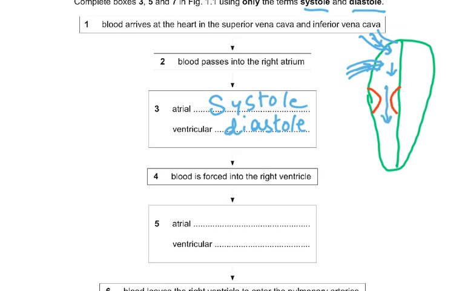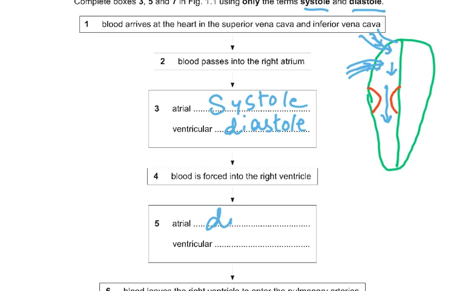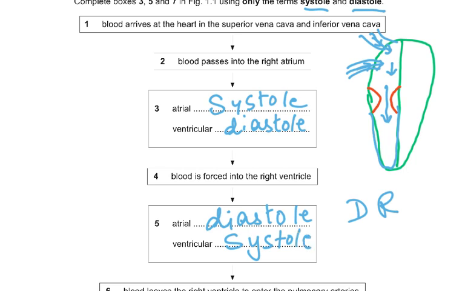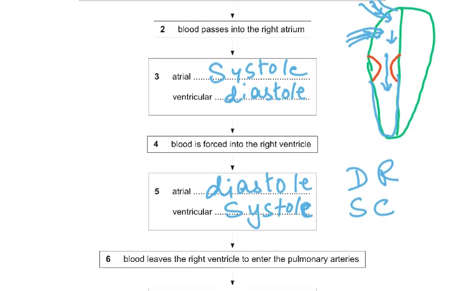Then what is going to happen? Atrial diastole. The atria are going to relax. As I told you, diastole is relaxation. So diastole is relaxed, DR. Make mnemonics to remember things. Then when the atria relax, the ventricle is going to contract. So then this is systole. Systole is contraction. SC, Supreme Court. Make some mnemonics to remember things.